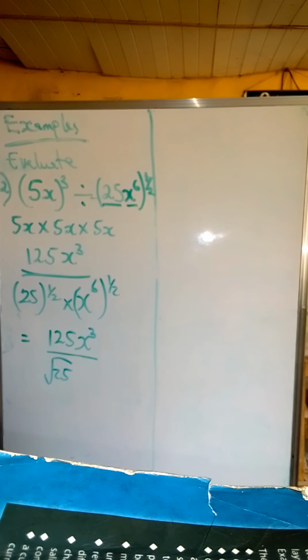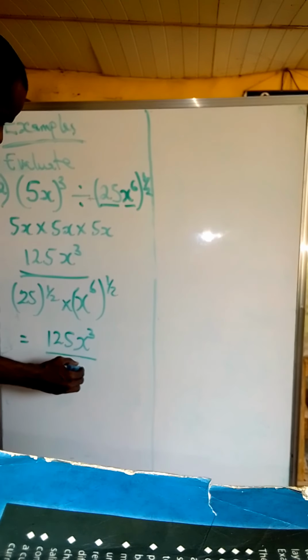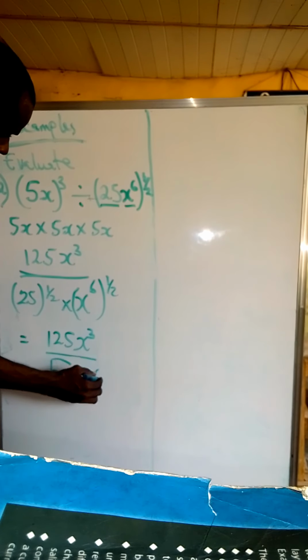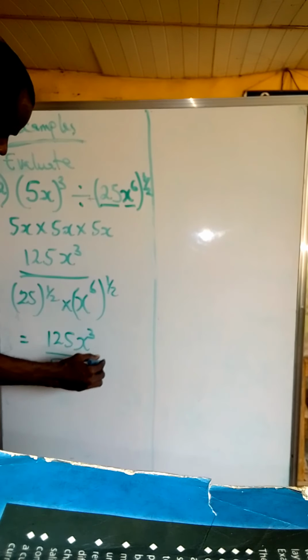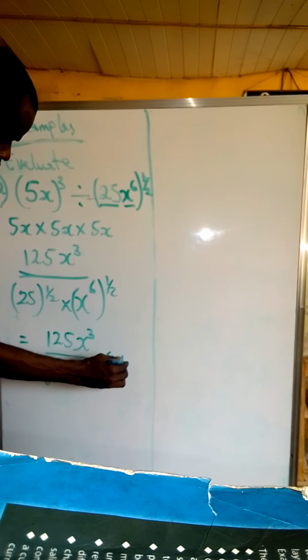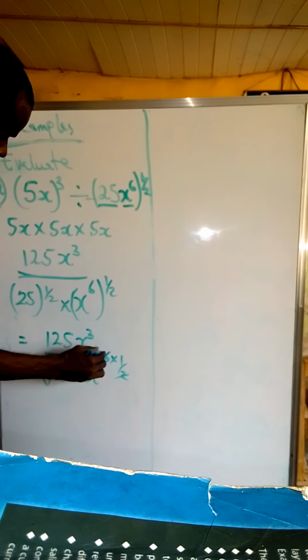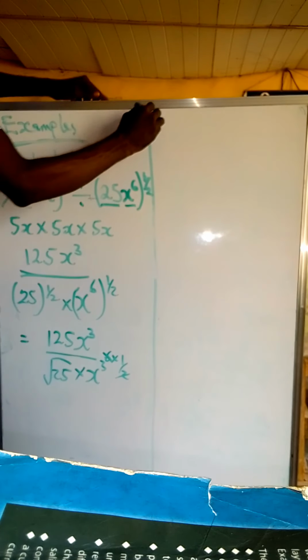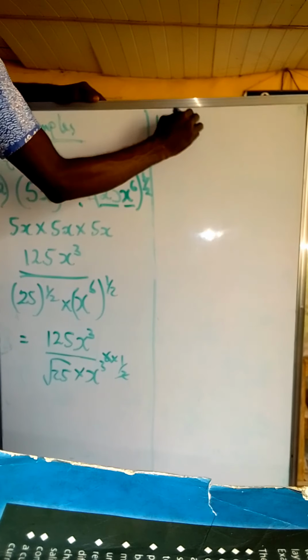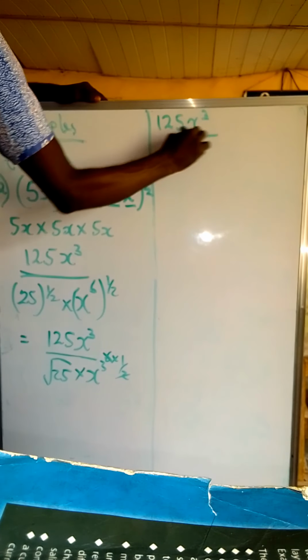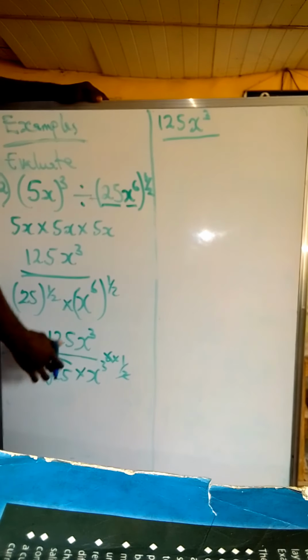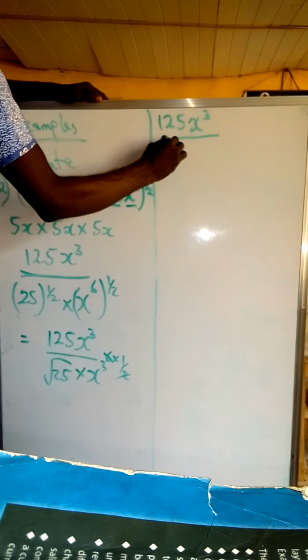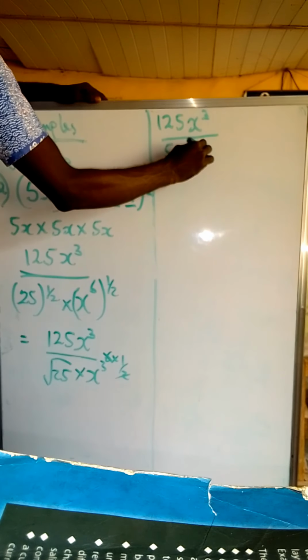We have that in one of our laws. This half here, we form square root of 25 multiplied by x raised to the power 6 multiplied by 1 over 2 means 6 times 1 over 2. 2 in 6 is what? 3. So we are going to have 125x raised to the power 3 divided by square root of 25, which is 5, x raised to the power 3.